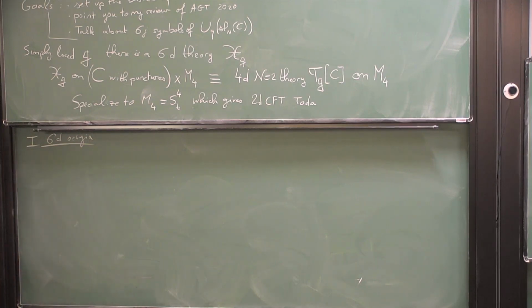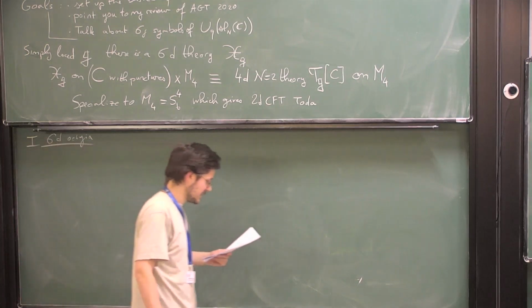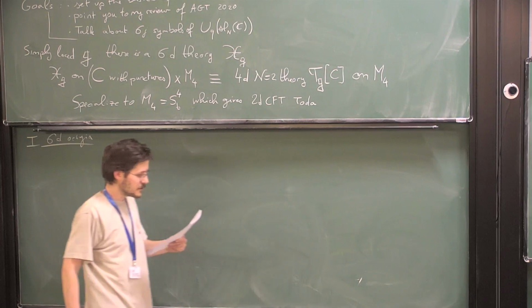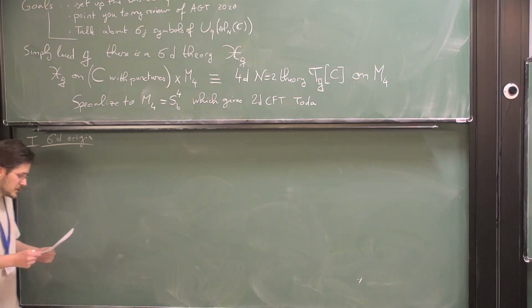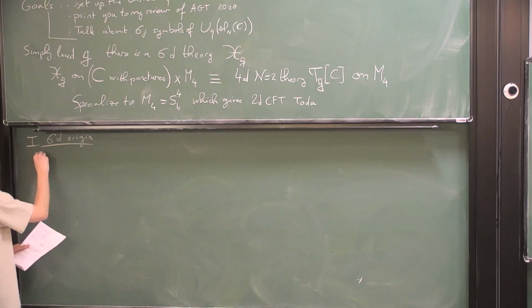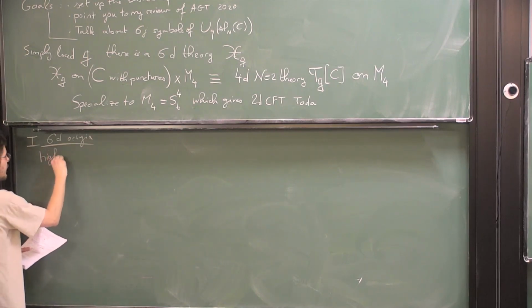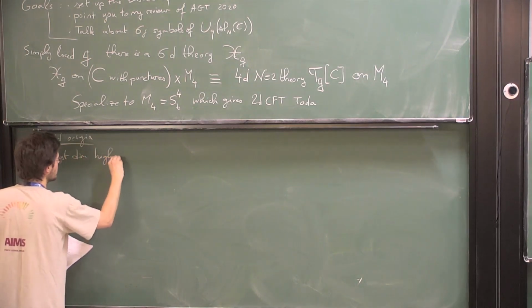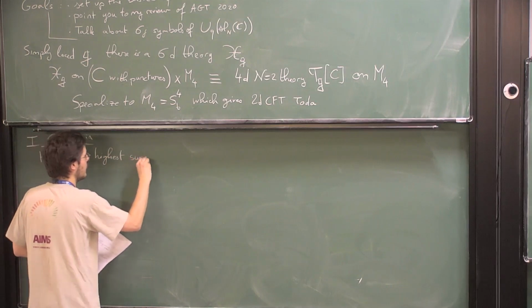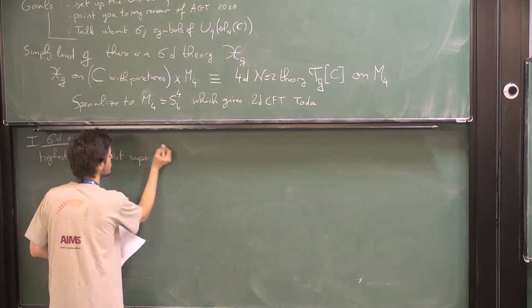But anyway, what do I have to tell you about the 6D theory? First of all, you have lots of supersymmetry algebras depending on the dimension and the number of supersymmetries, and lots of superconformal algebras. And here I'm going to look at the highest dimension, highest amount of supersymmetry, or superconformal symmetry.